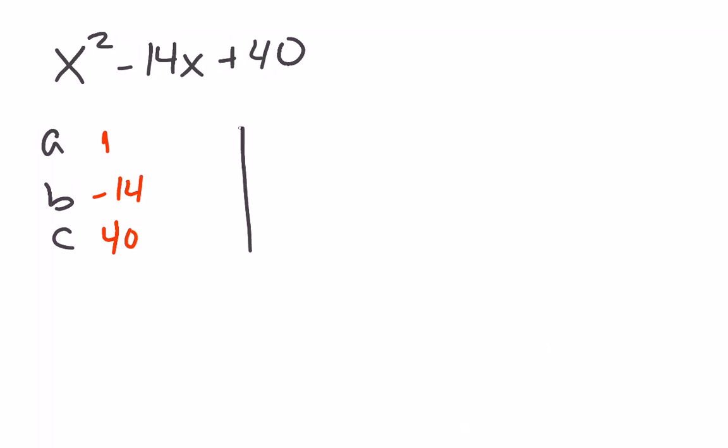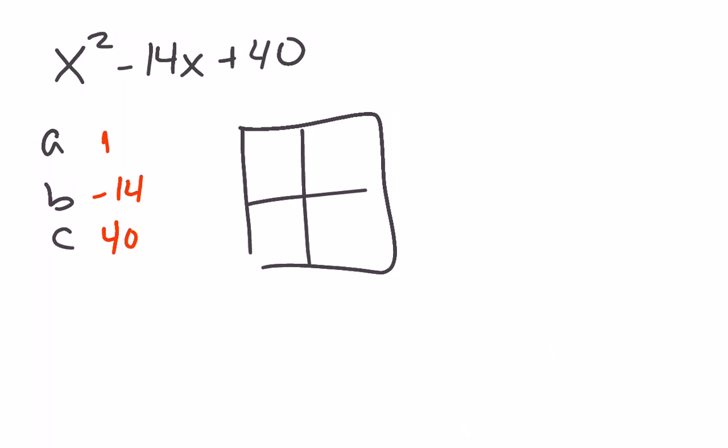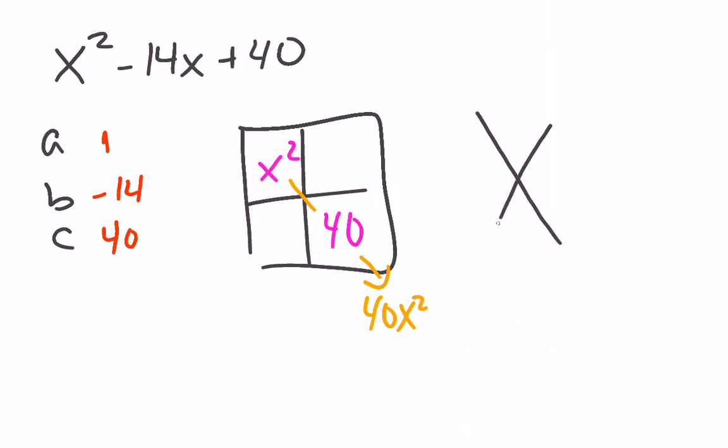Fill your box. First term, first box. Last term, last box. Multiply your diagonal. 40x squared. Start your x. The 40 goes at the top, and your b from earlier goes at the bottom. So now we're looking for the two numbers that multiply to 40, and that's a positive 40. So now I'm looking for the factors that multiply to 40 and add to negative 14.